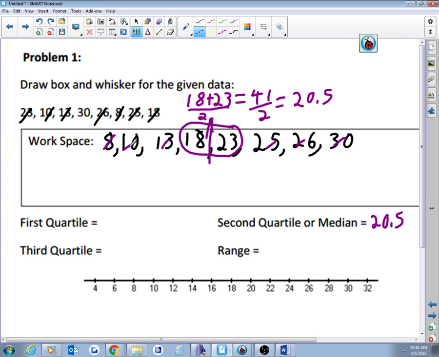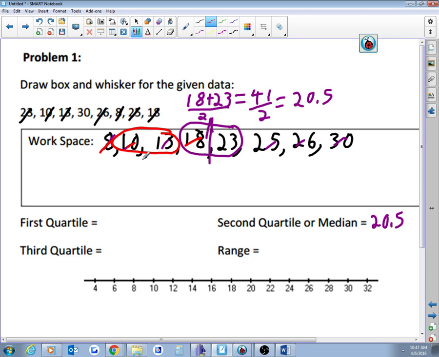Okay, so this median right here, 20.5, breaks these numbers into two sets, the lower half and the upper half. So now to find the first quartile, we're going to break the lower half in half. So once again, we find the median of the bottom half. So let's use a different color here. So I'm going to cross out lowest, cross out highest, cross out lowest. Oh wait, we've got 2 in the middle.